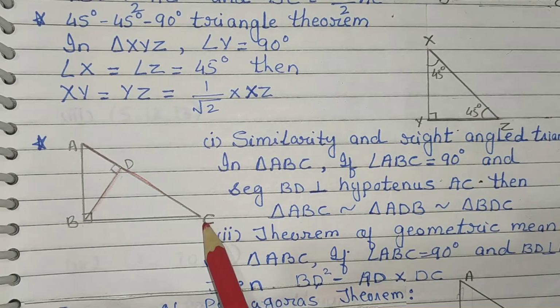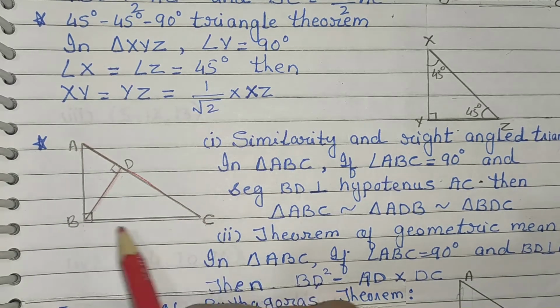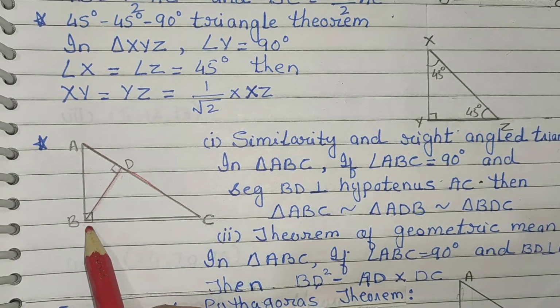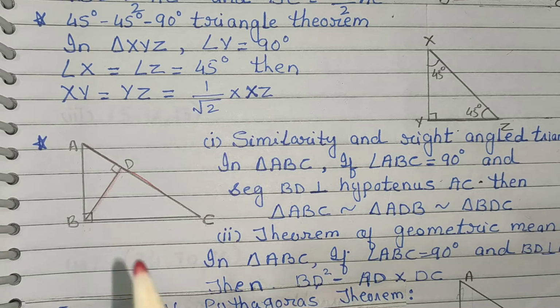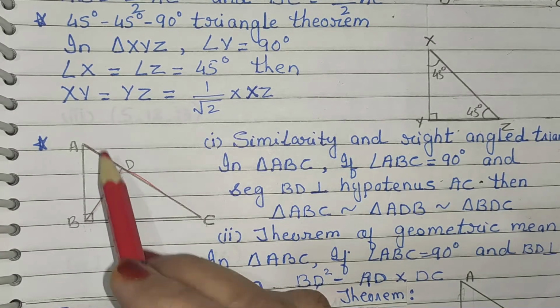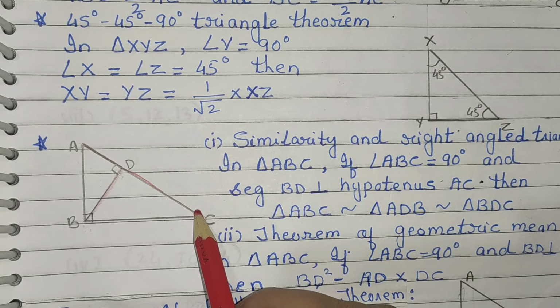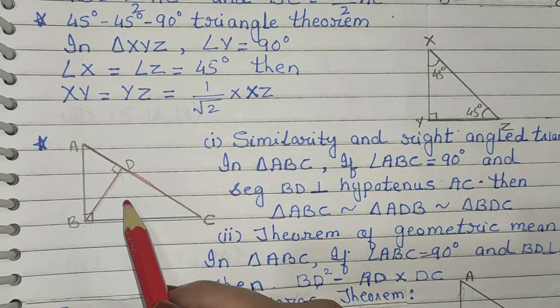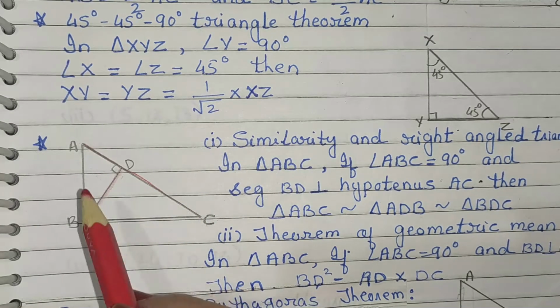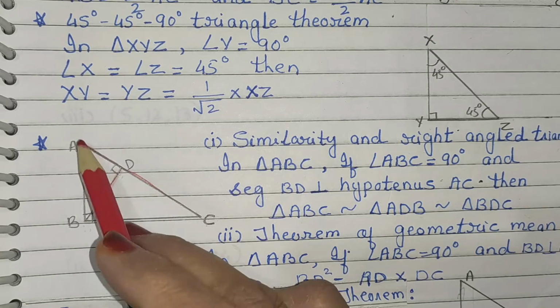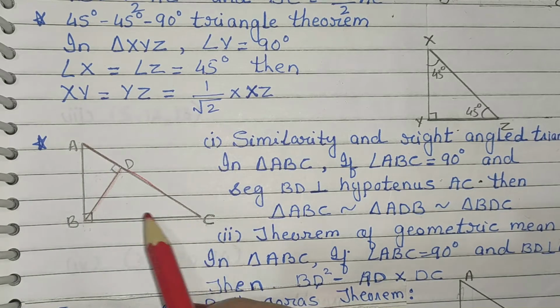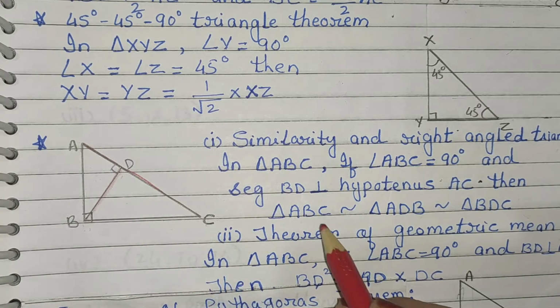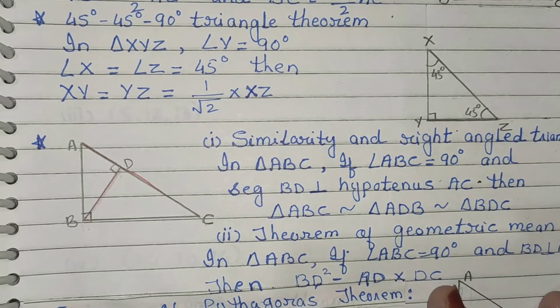ध्यान दीजिए. ट्रायंगल ABC ये राइट एंगल ट्रायंगल है. अगर हम BD परपेंडिकुलर लेते हैं हाइपोटेनस AC पर तो इस तरीके से हमें यहाँ दो और ट्रायंगल मिलेंगे. तो ये दो छोटे ट्रायंगल और ये जो बड़ा ट्रायंगल है ये तीनों ट्रायंगल्स आपस में सिमिलर होते हैं.